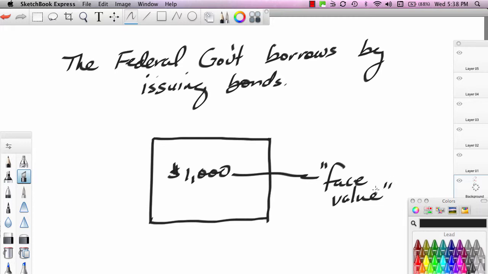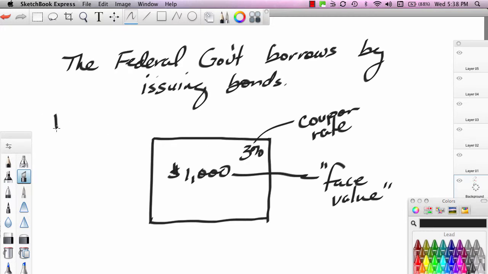So essentially, when the government sells a bond, it is taking out a loan. It's borrowing $1,000 from whoever buys that bond. Let's say that that bond has a coupon rate of 3%. You go, what's the coupon rate? The coupon rate is the annual interest rate on that bond.